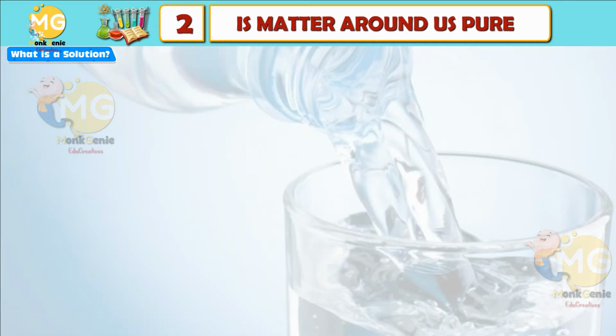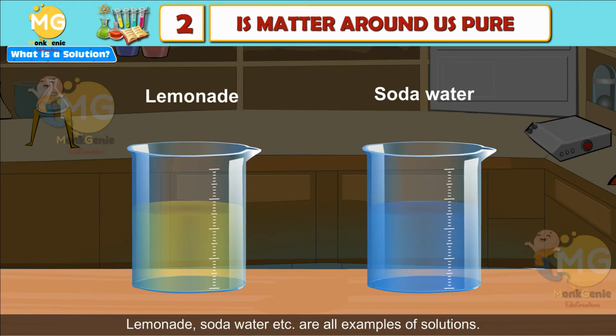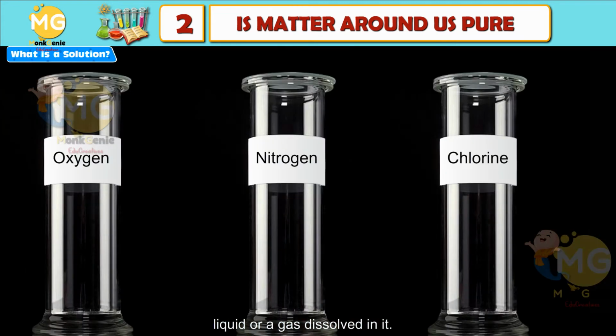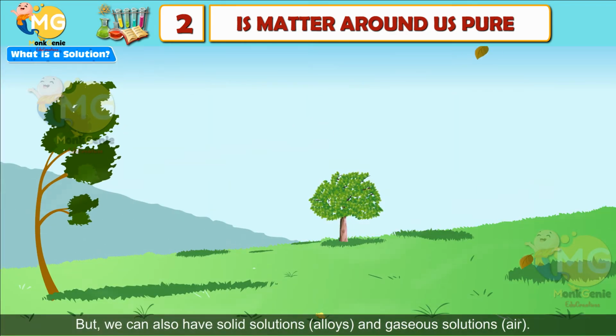What is a solution? A solution is a homogeneous mixture of two or more substances. You come across various types of solutions in your daily life. Lemonade, soda water, etc. are all examples of solutions. Usually, we think of a solution as a liquid that contains either a solid, liquid or a gas dissolved in it. But we can also have solid solutions, alloys, and gaseous solutions, air.